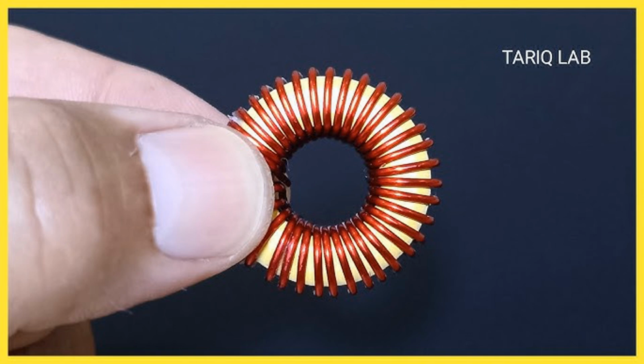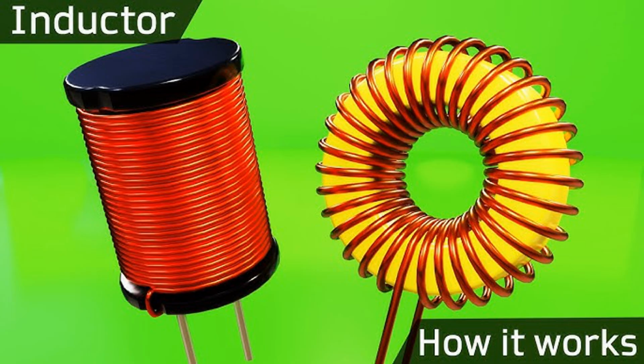Motor start protection. Application: inductors are used in motor circuits to limit the initial surge of current when the motor is started. This protects the motor windings and the power supply from damage due to high starting currents. Example: in industrial motors, inductors limit the starting current to prevent damage to the motor and extend its lifespan.